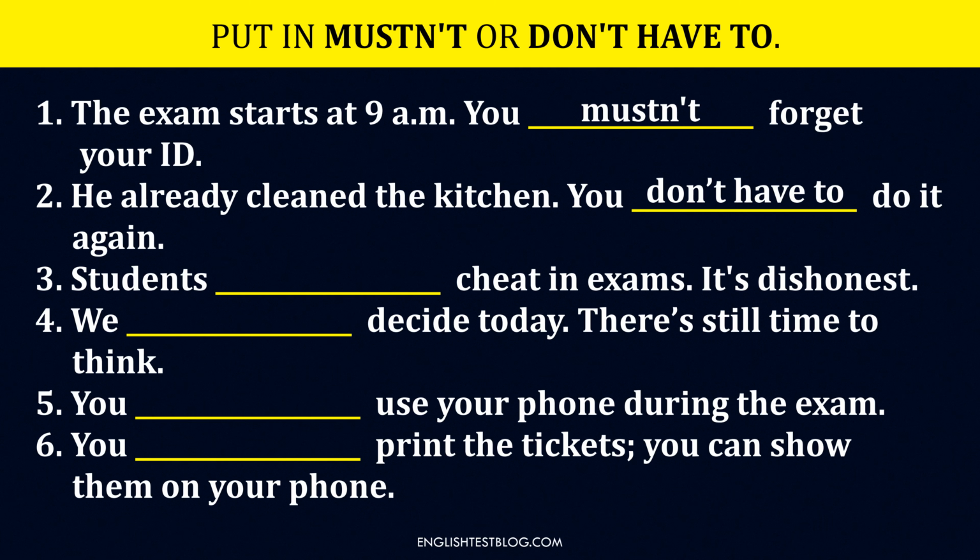Sentence 3. Answer: students mustn't cheat in exams. Mustn't is used because cheating is strictly forbidden. It's against the rules and dishonest, so students are prohibited from doing it.